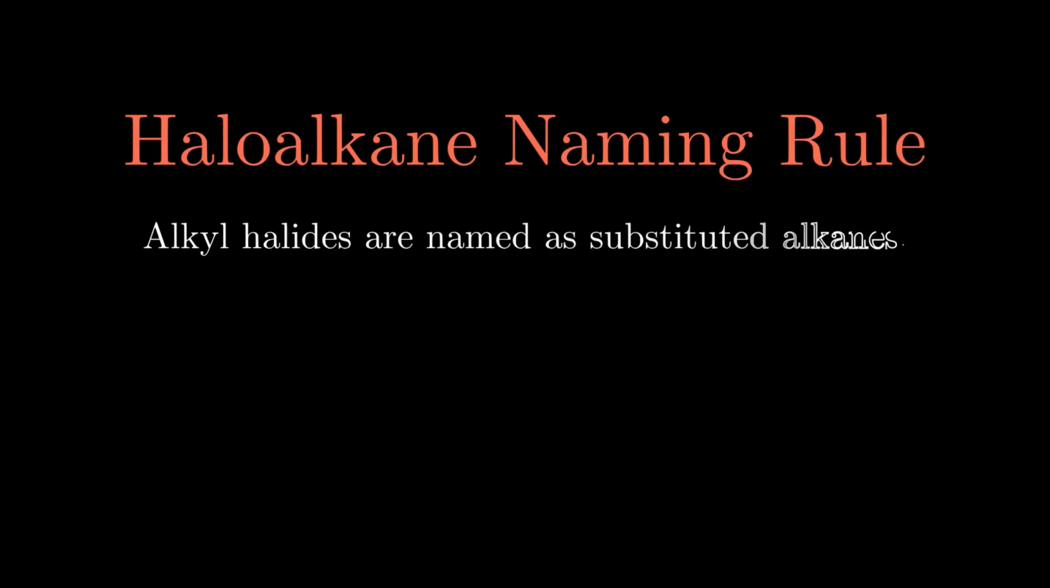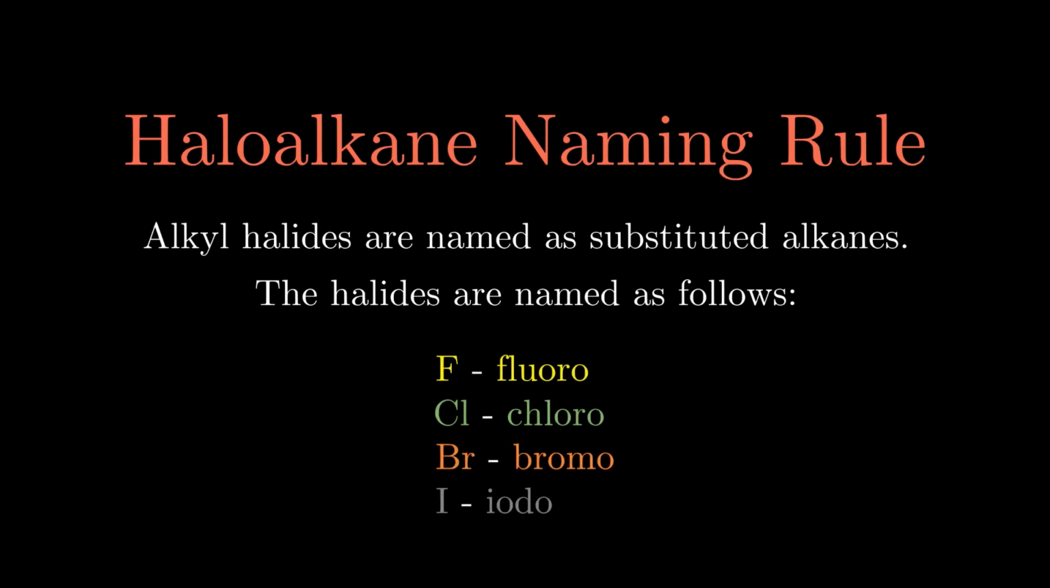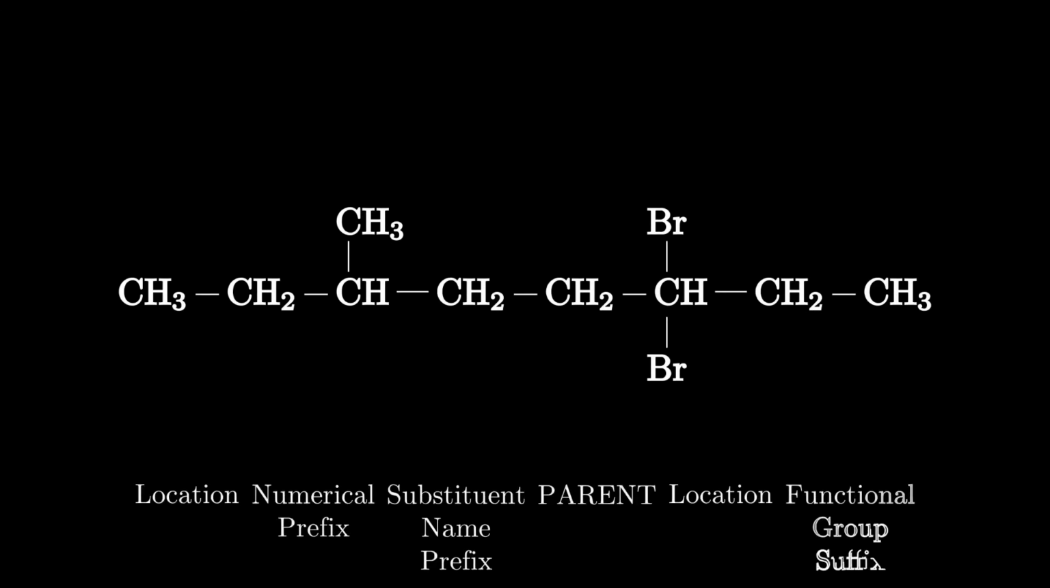Finally, we encounter atoms that are not carbon or hydrogen. The halides are named as substituents, and they go by the names fluoro, chloro, bromo, and iodo. Since they follow the same rules we have already seen, do you think you can name the molecule on the screen?